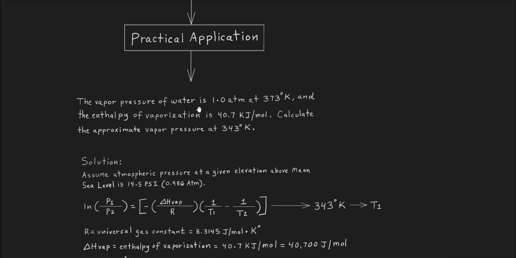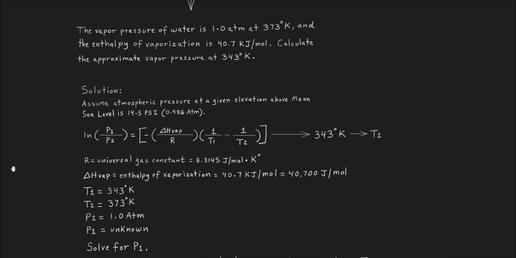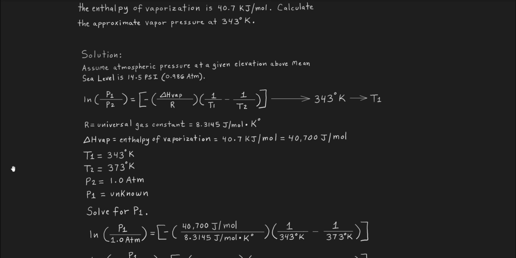So the vapor pressure of water is 1.0 atms at 373 degrees Kelvin, and the enthalpy of vaporization is 40.7 kilojoules per mole. So we're obeying a standard metric. Calculate the approximate vapor pressure at 343 degrees Kelvin. So we're inverting the T2, T1 with respect to order of temperatures. So now we actually can assume that the vapor pressure is substantially lower at 343 Kelvin compared to 373 degrees Kelvin.